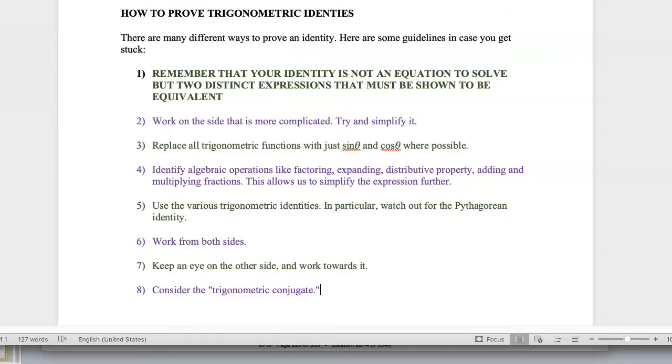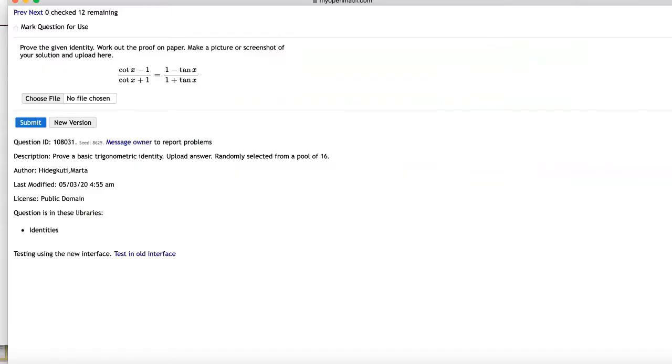the proofs you might see on the test. Okay, so here's our first problem. We are going to be just focusing on this upper part of the screen. You can ignore this lower part of the screen. This is going to be a basic trig identity that you need to prove, and I'm going to put it up on the board and show it to you.